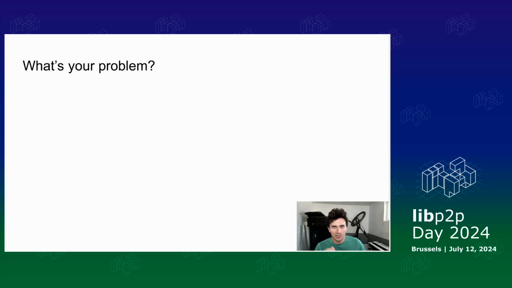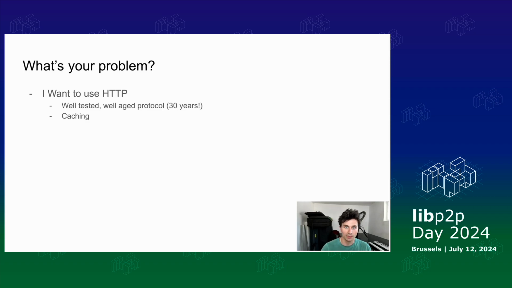So I want to use HTTP. I want to leverage our 30 years of experience with writing applications on top of HTTP. It's a familiar building block that has a lot of benefits. We've built a lot of infrastructure on top of HTTP that I would like to leverage. Things like caching that let me deliver content to users faster and cheaper, or things like layer 7 load balancers, which can load balance and route HTTP requests in a smart way.